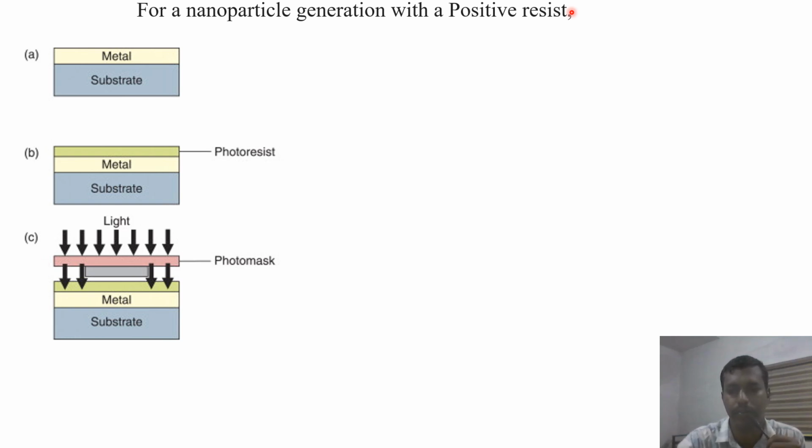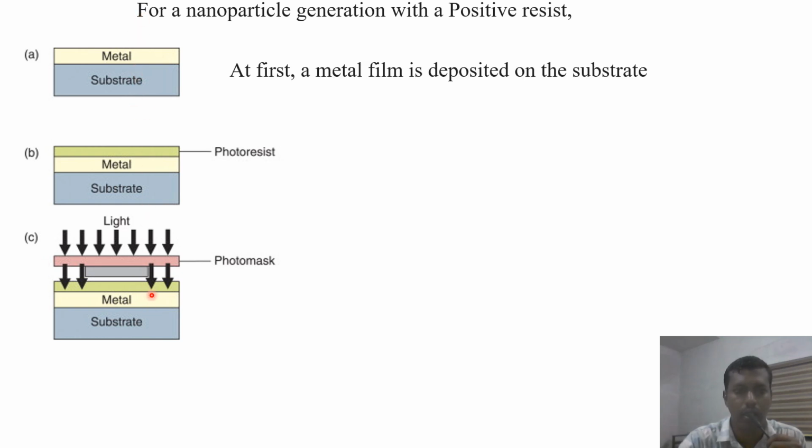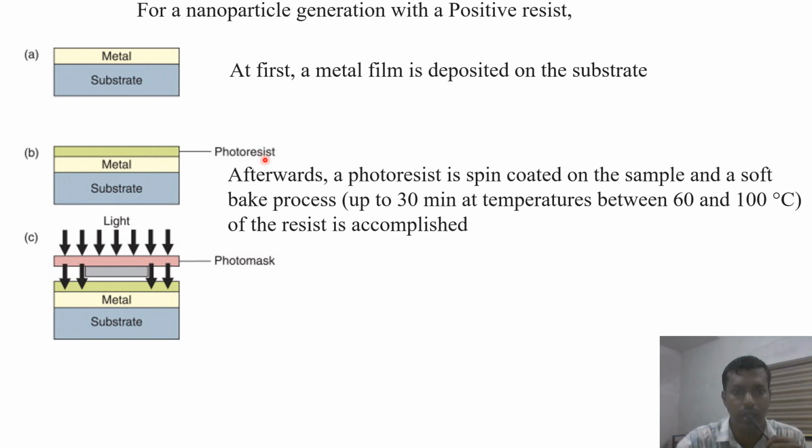Now, for nanoparticle generation, there are two types of resist: positive resist and negative resist. In the case of a positive resist, this is a schematic representation of the generation. First, a metal film is deposited on the substrate. In this diagram, you can see a metal film deposited on top of the substrate. In the second stage, a photoresist, the thin layer you can see.